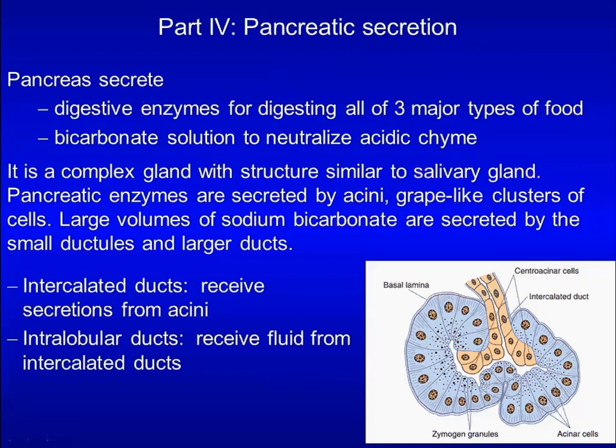Pancreatic enzymes are secreted by acini. This is an acinus, a grape-like cluster of cells. This is an intercalated duct. Large volumes of sodium bicarbonate are secreted by ducts. Intercalated ducts, such as this one, receive secretion from acini, and these secretions will flow to interlobular ducts.